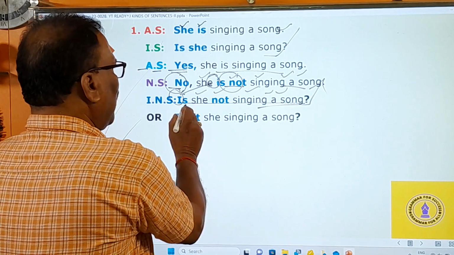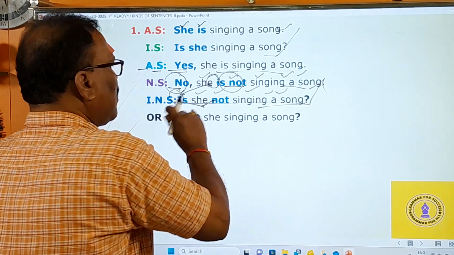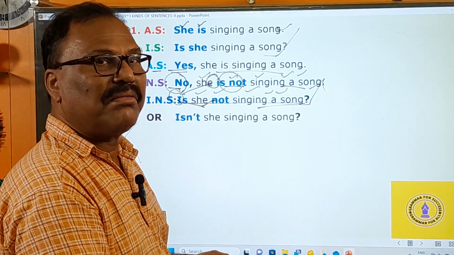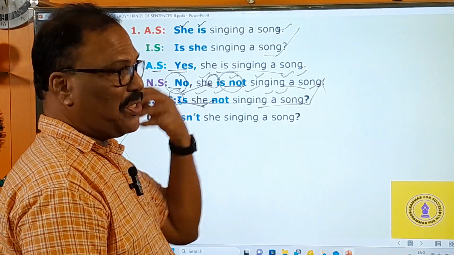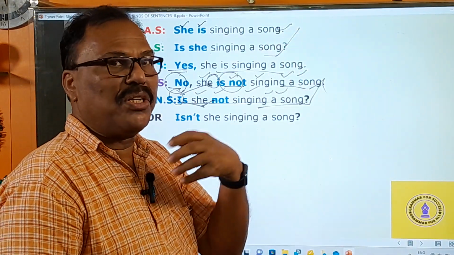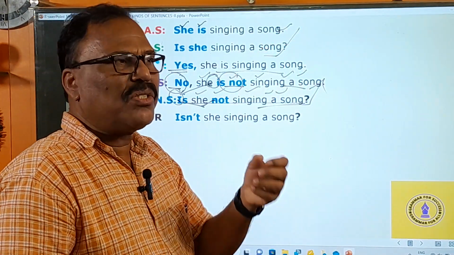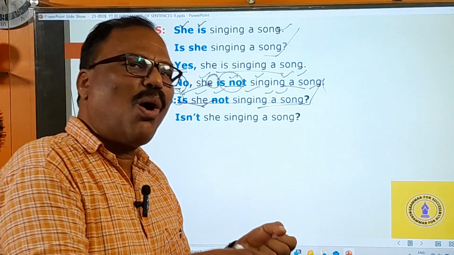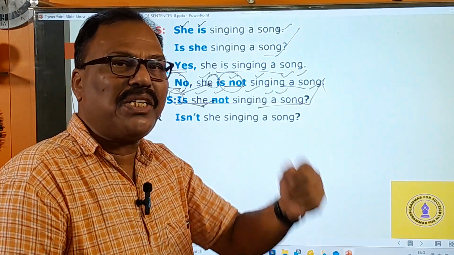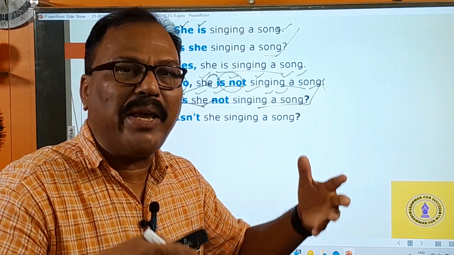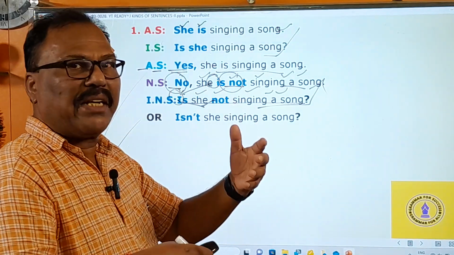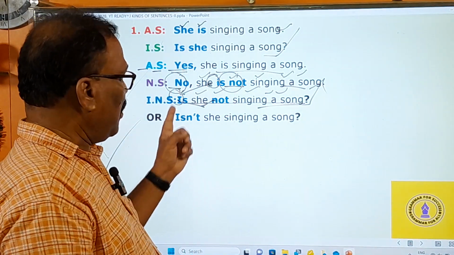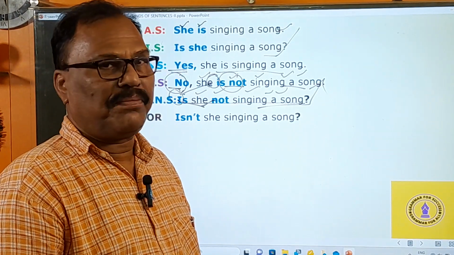So same. It is no shortcut, because is she not is in detail. The more you practice, isn't she singing a song? It becomes isn't, because you don't want to say is she not. You don't want to waste your time, because you are a fluent speaker now. After so much practice, you become like this. Then you say, isn't she singing a song?